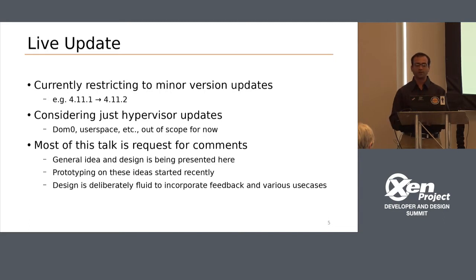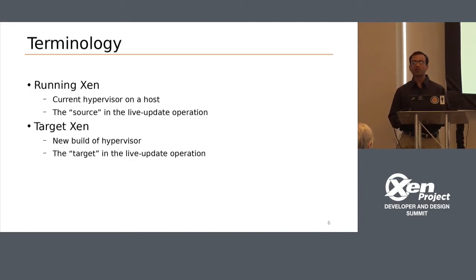So given this, let's look at some of the terminology that will help the future slides and the design. There's a running Xen and a target Xen. Running Xen is the Xen that's currently executing on the system. Target Xen is the Xen that we want to get running on the system. So source and target, but just slightly different terminology.